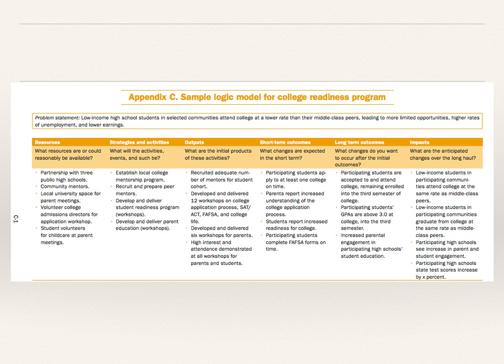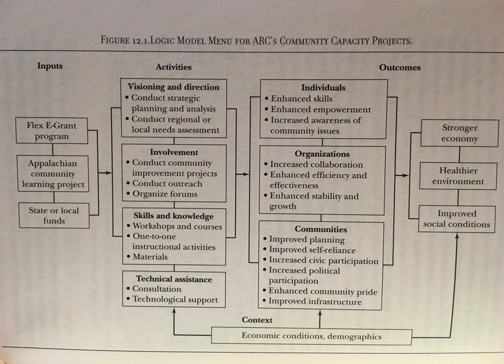So let's look at this from a visual perspective. This is from another text from a college class I took while at Virginia Tech on logic modeling. If you look here are the inputs. And I like this because it kind of spells it out in a grant fashion. So there's this ARC's community capacity projects, which really doesn't matter. It's more of just to show you what this looks like from a visual perspective. So you've got your inputs. There's a grant, there is some type of learning project, and then there's state and local funds. All those are funneled into the activities within the program.